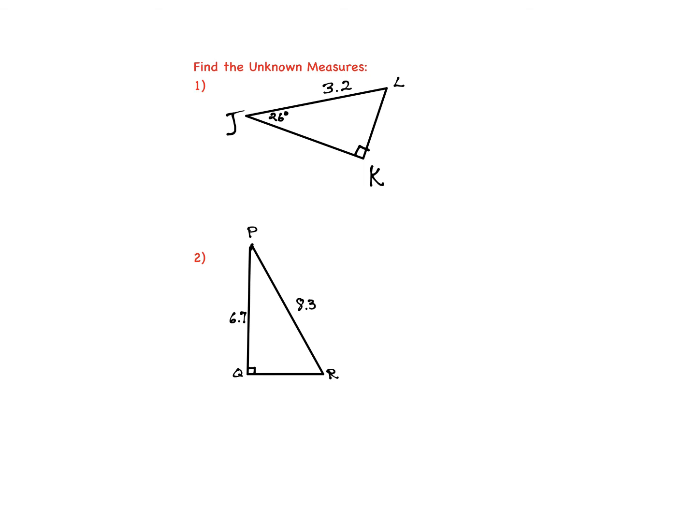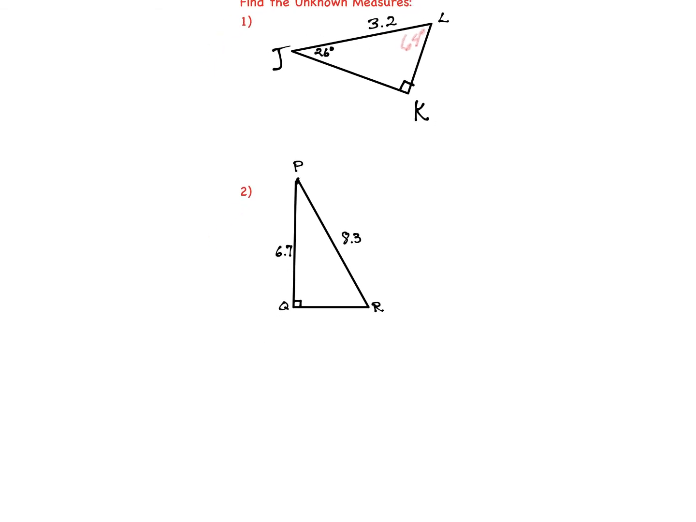So the first thing we'll do is, well, we can find angle L by just subtracting 26 degrees from 90, which gives us an angle of 64 degrees. So 64 degrees. Then we can find side LK.